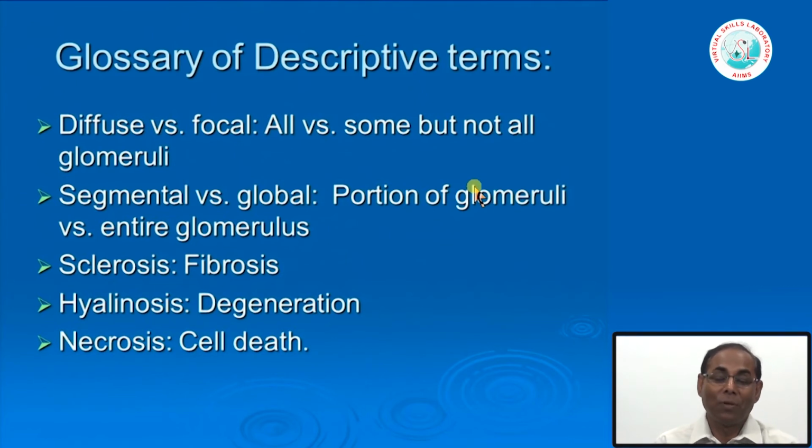Similarly, in a glomerulus, I told you there are 6 to 11 capillary loops. If less than 50% of the capillary loops are involved in a particular disease, then we call it segmental, whereas if more than 50% of loops are involved, then we call it global. But global usually indicates the entire glomerulus, so here the rule of 50% should not be applied. If the entire glomerulus is involved, we call it global, and if only a portion of the capillary loops is involved, we call it segmental. So these terms are very important to remember: diffuse and focal, and segmental and global. I think the concept should be very clear. We use another term, sclerosis and fibrosis.